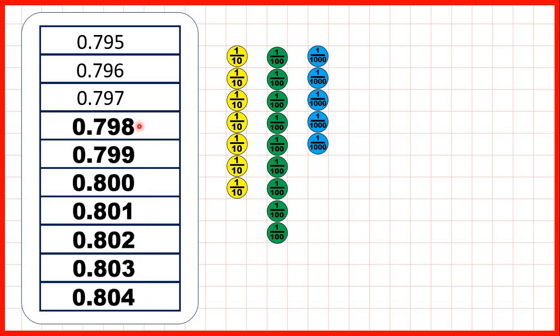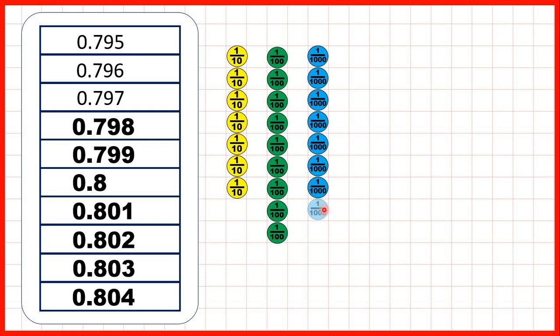Well, we're counting in thousandths, and that's similar to counting in ones, except that when we get zeros on the end of decimals, we don't need to write them. 0.8 is the same as 0.800. And to see why, let's again count using the place value counters. So we started with 0.795, which we can see here.